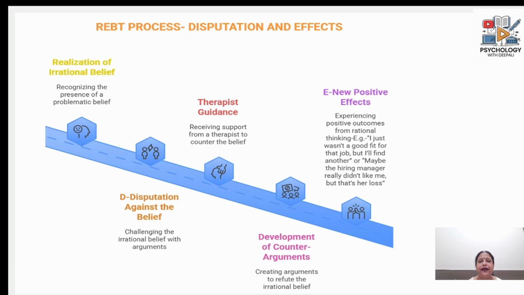So, under the therapist's guidance, there will be support given to the client to start countering this belief. And there will be counter arguments developed to refute this irrational belief. Under the guidance of the therapist, the client will start refuting his own irrational beliefs, and then he is going to experience new and positive effects of this disputation, which is the E, which means he's going to experience positive outcomes because now his thinking has shifted from irrational to rational thinking patterns.